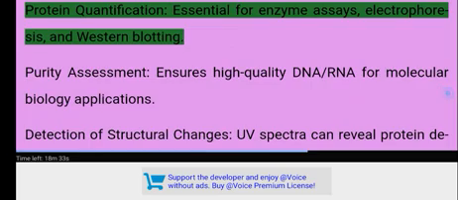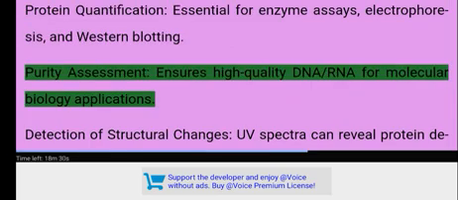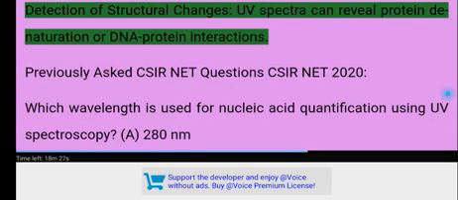Protein quantification, essential for enzyme assays, electrophoresis, and Western blotting. Purity assessment, ensures high-quality DNA and RNA for molecular biology applications. Detection of structural changes: UV spectra can reveal protein denaturation or DNA-protein interactions.